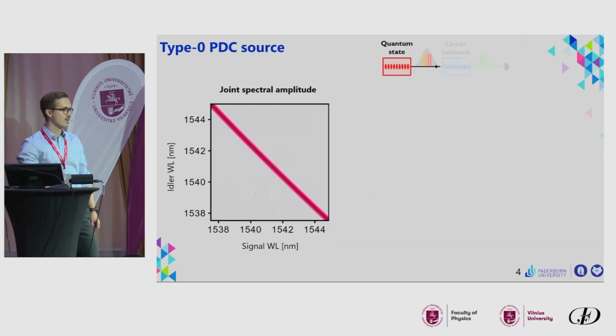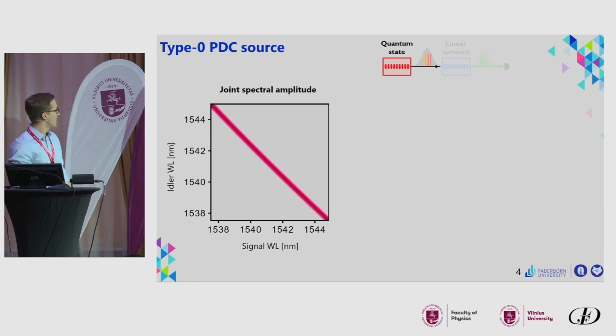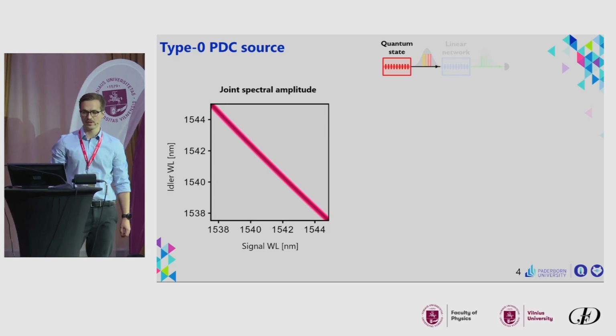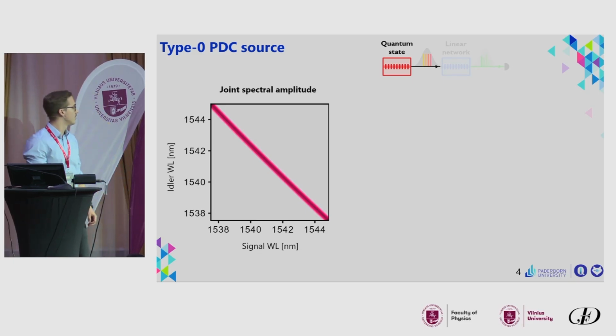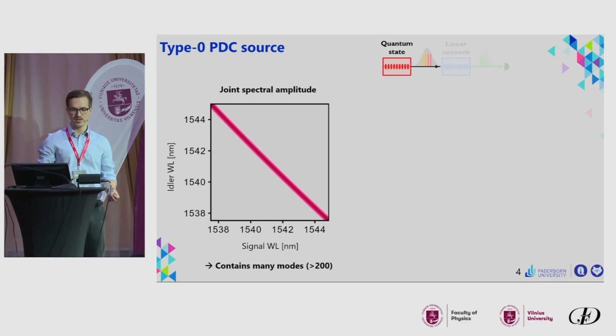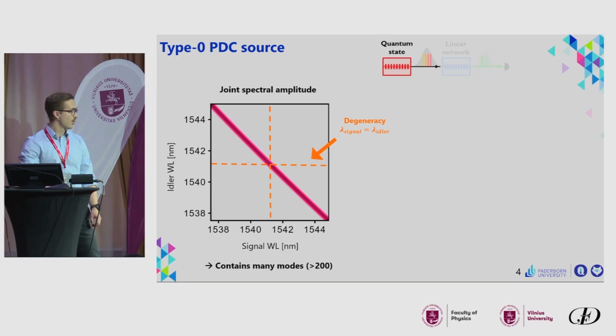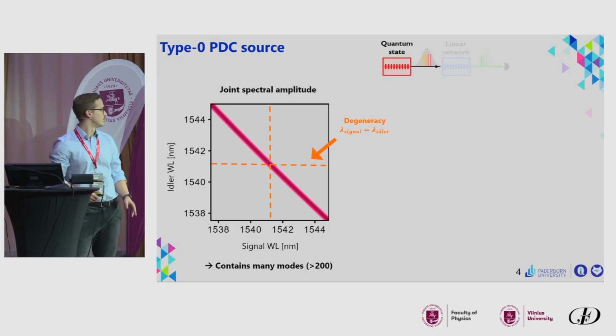Let's go a little bit more into detail into the individual components. As I said, we start from a type 0 PDC source. This is characterized by its joint spectral amplitude, which shows how the signal and idler photons which are generated are correlated. As you can see in our source, they are very strongly correlated, which results in the fact that this is a very multi-mode process, which actually here is not a problem, but a feature for us. I want to highlight this degeneracy point of the source, which is the point where signal and idler are identical, because this is crucial for later.